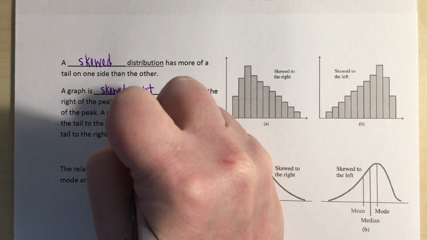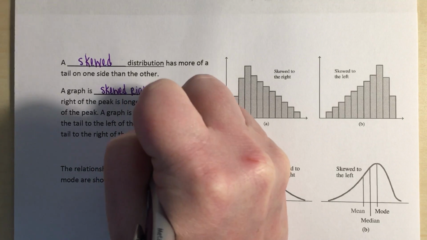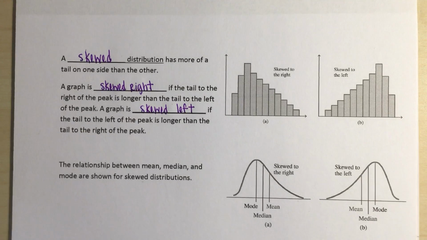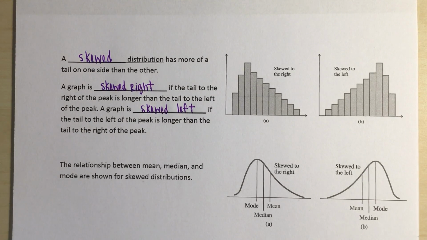This one is skewed left. So the tail to the left of the peak is longer than the tail on the right. So whether we're skewed left or skewed right has to do with what side the tail is on.